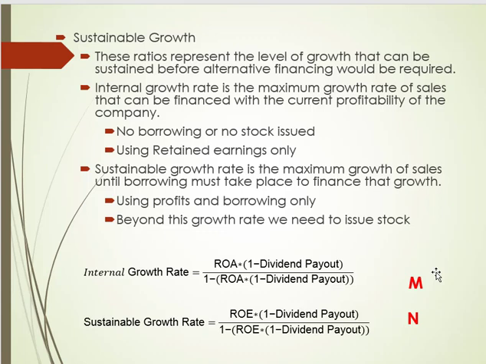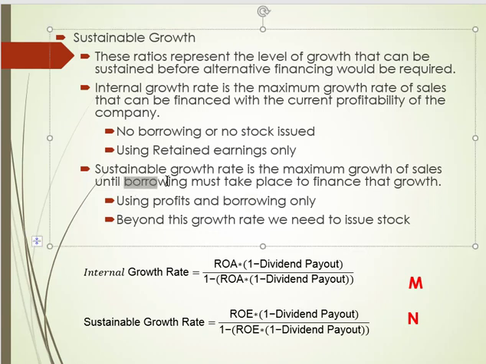The sustainable growth rate is the maximum growth rate of sales before we have to go beyond profits and borrowing to issue equity. So we're using only profits and borrowing up to this sustainable growth rate. Anywhere beyond that growth rate, not only are we going to use profits and borrow money, but now we're also going to have to issue some stock if we want to purchase this level of assets.